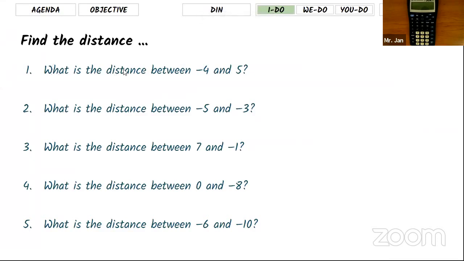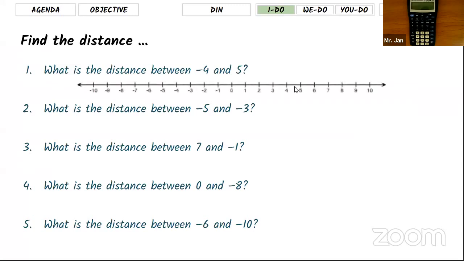So the first thing is finding a distance between any two numbers, could be positive or negative or any kind of numbers. Here's the number line, and in order to find the distance between these two numbers, you need to locate those numbers on the number line. The first number is -4, it's right here. The second number is 5, it's right here. And distance is just how many blocks far away from each other. So 1, 2, 3, 4, 5, 6, 7, 8, 9. So this is 9 units.